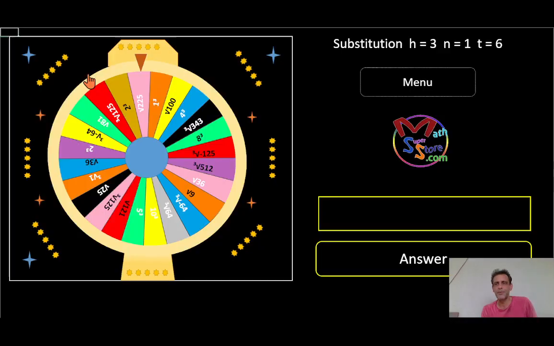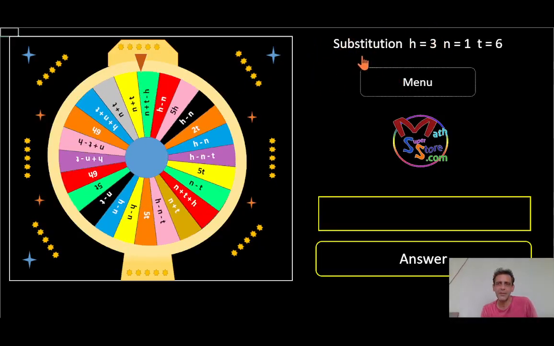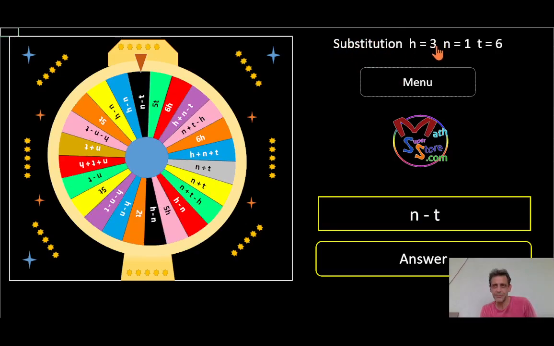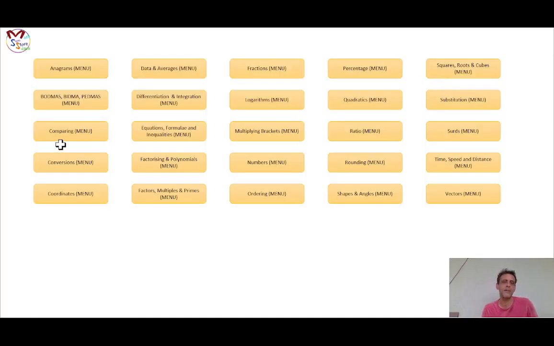But if we go for this simple one, as in the title at the top right, it says substitution. h is 3, n is 1, and t is 6, and it's n minus t, so it'll be 1 minus 6, so it'll be minus 5. And then if we have a look at the H, N and T, the letters and the numbers will change for, oh, I just pressed the wrong thing. I pressed the menu, and I was going to show you something.